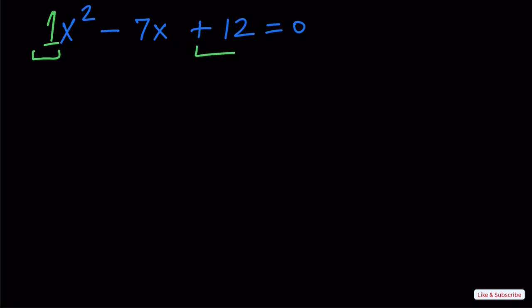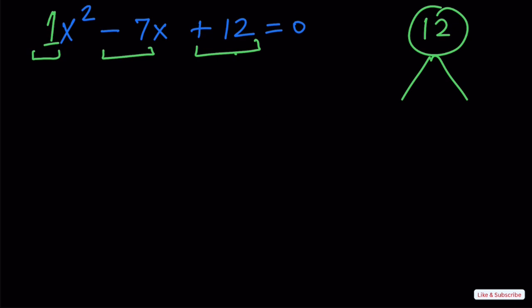Let's try a trinomial with the leading coefficient of 1. x squared minus 7x plus 12 equals 0. Now in this case, the leading coefficient, the coefficient of x squared, is 1. So I want to find two factors of 12 in such a way that when you add them, you get negative 7. So find the factors of 12.